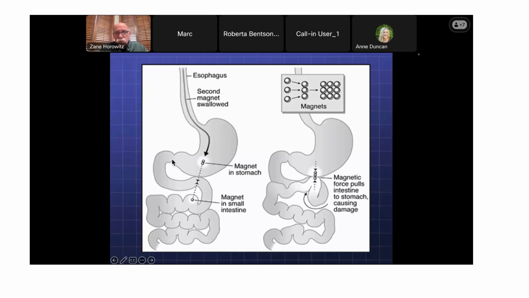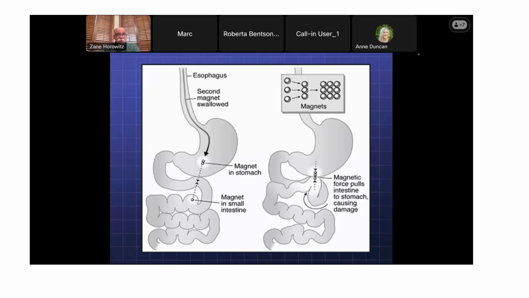Once they're moved, they're past the first curve into the duodenum. You just got to watch them real closely for any sign of GI distress, distension, vomiting, lack of bowel movements. Follow them for several days until they pass the magnets. They may need surgical retrieval.